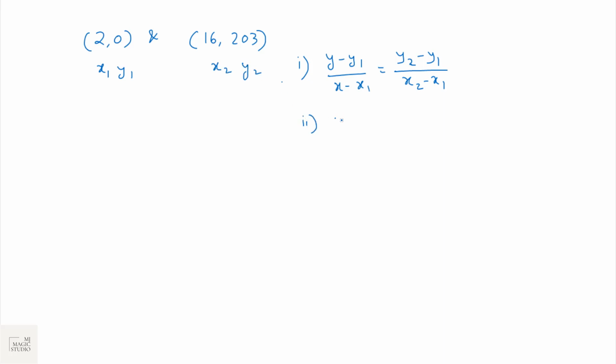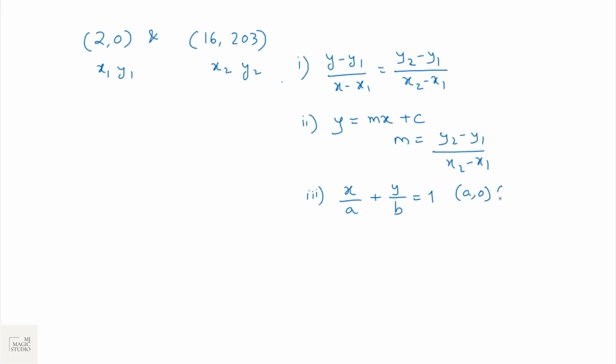Or we may use y equals mx plus c, where m is the slope. We can calculate m using y2 minus y1 upon x2 minus x1. Or it can be also written as x by a plus y by b equals 1 if this line passes through (a, 0) and (0, b). We may use any of these formats to find the equation.